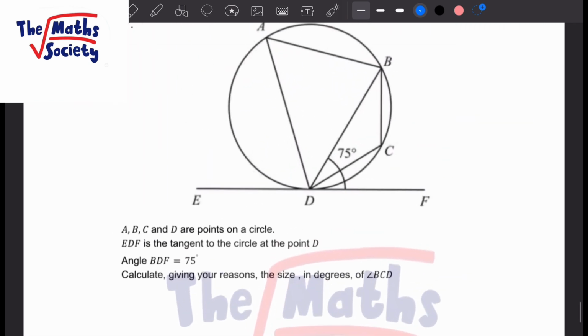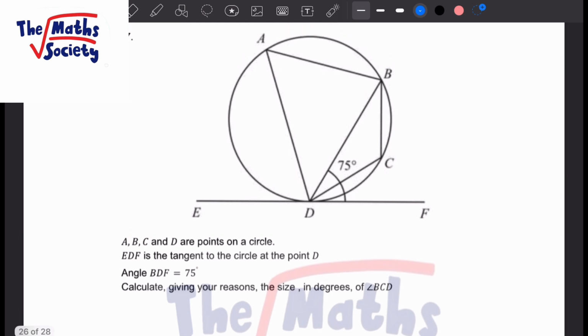It says that A, B, C and D are points on a circle. EDF is the tangent to the circle at point D, and angle BDF is equal to 75. Calculate, giving reasons, the size in degrees of angle BCD. So we just need to find BCD, right?